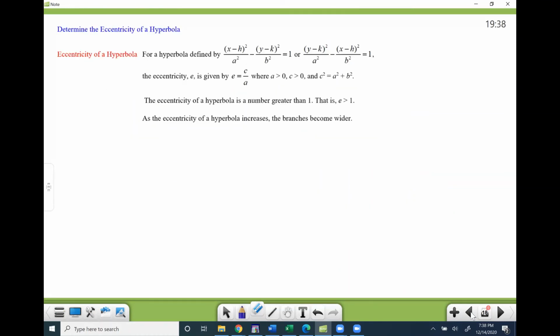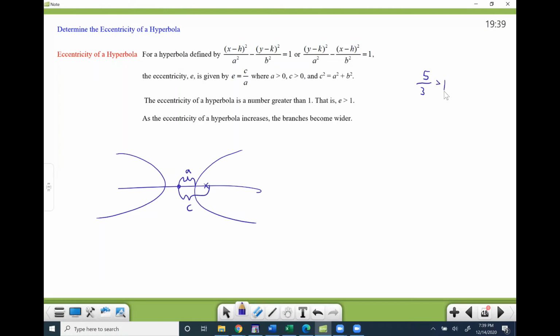Okay, so the eccentricity formula is exactly the same. It's c over a, the same for an ellipse and a hyperbola. But notice since in a hyperbola, a goes from the center to a vertex, while c goes from the center to a focus, c is bigger than a now. So if c is bigger than a, you'll have a number bigger than 1. Remember, if the top of a fraction is bigger than the bottom, then the number is bigger than 1. So the eccentricity is now going to be greater than 1.